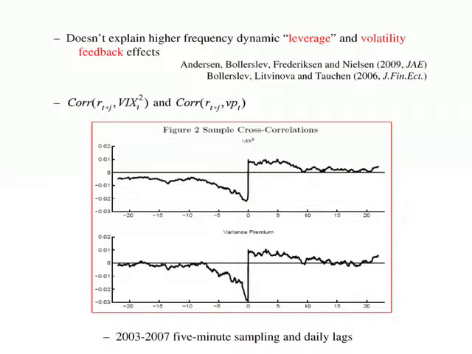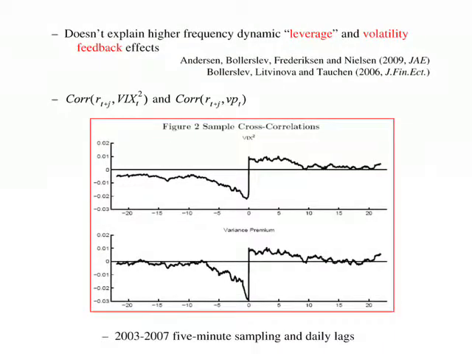Now the numbers are not big, but they're very statistically significant, in particular on the left-hand side, which shows that lagged negative returns are associated with subsequent bigger volatilities as implied in the options market. There's a clear asymmetry in that pattern.